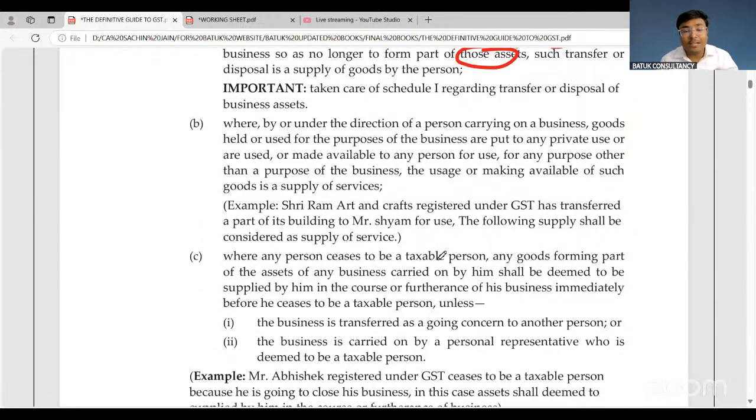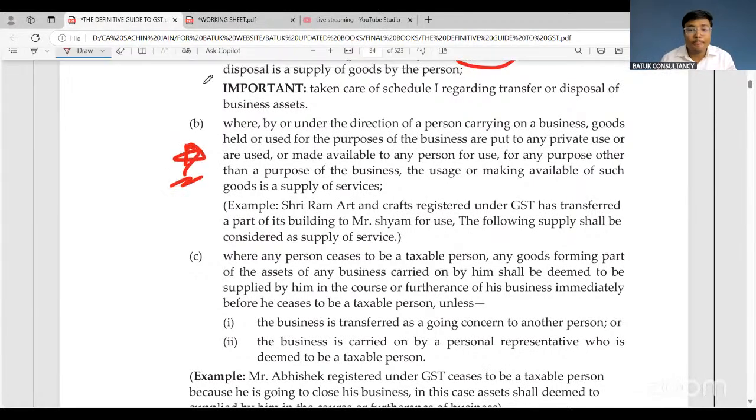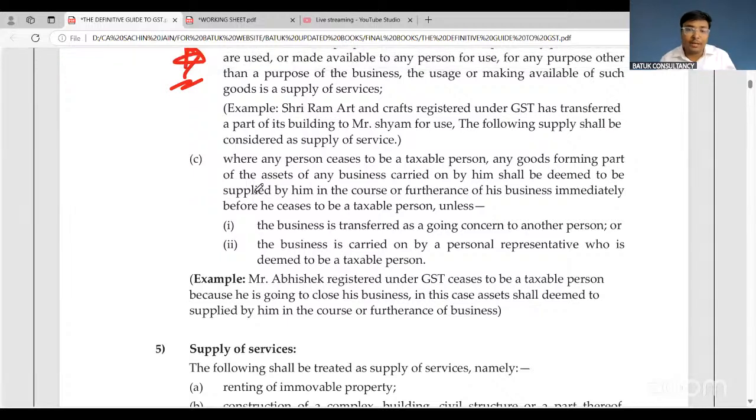But suppose there is one car in the business, and that businessman is going to provide that car to one employee just to use. Then it will be treated as supply of services, because that owner is just going to provide the car to use. That person is not going to transfer the complete title. Or suppose a businessman who is doing the business ceases to do the business, that means this person is going to discontinue the business, that is also called supply of goods.